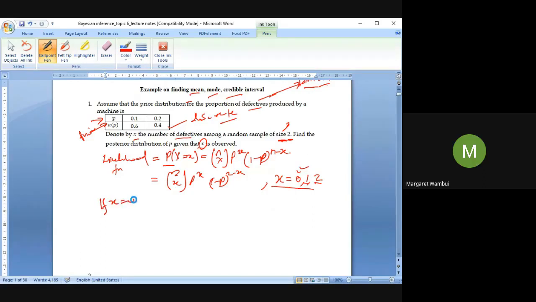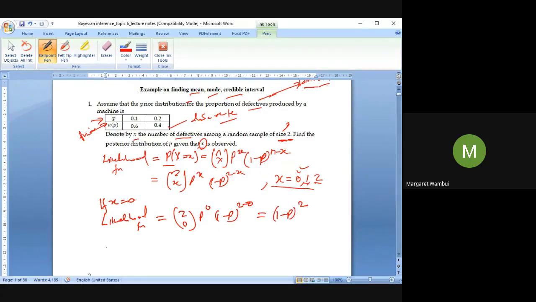If X is equal to 0, then our likelihood function here will be equal to 2 combination 0, P to power 0, 1 minus P to power 2 minus 0, which is equivalent to, we know 2 combination 0 is actually 1, P to power 0 is 1, then 1 minus P to power 2. That is what we are left with.